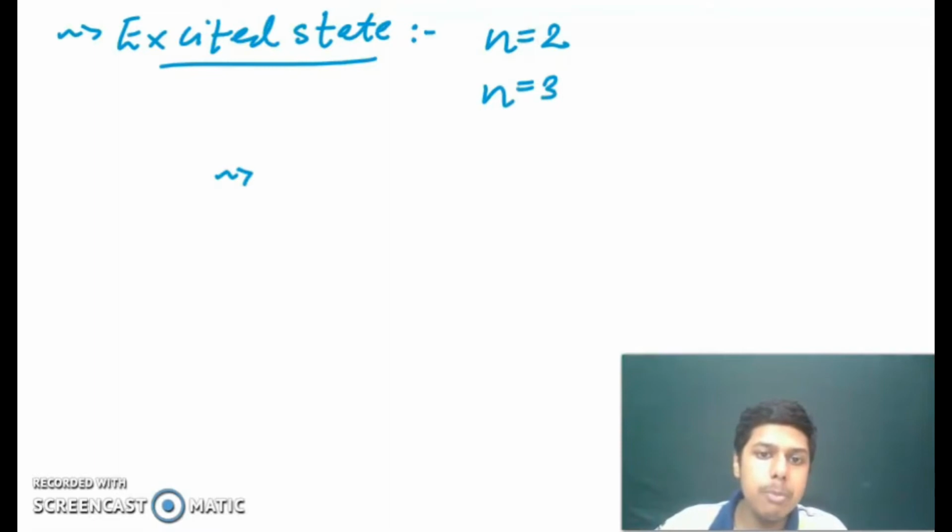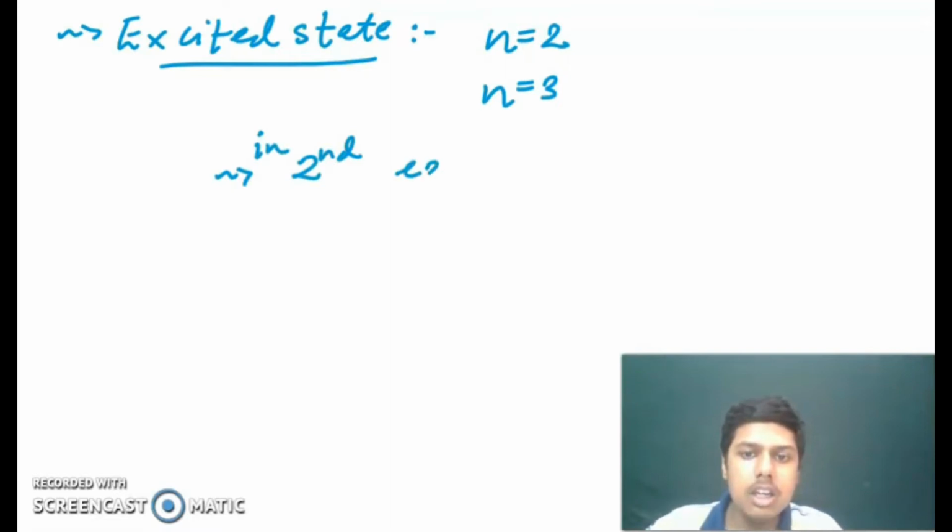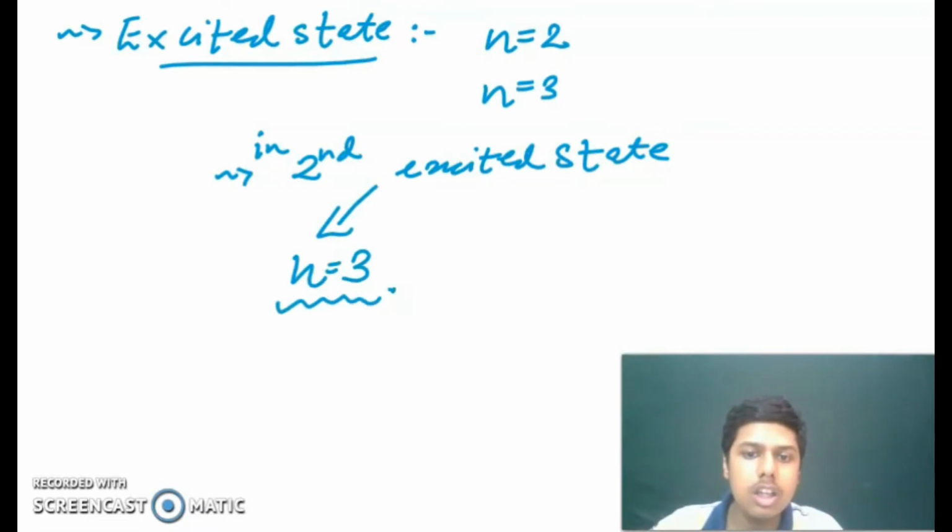And let me tell you an important point. If it is written second excited state, then in that case, you have to take the value of n equals 3. If it's written fourth excited state, then you have to take the value of n equals 5. Right? Let us move ahead.